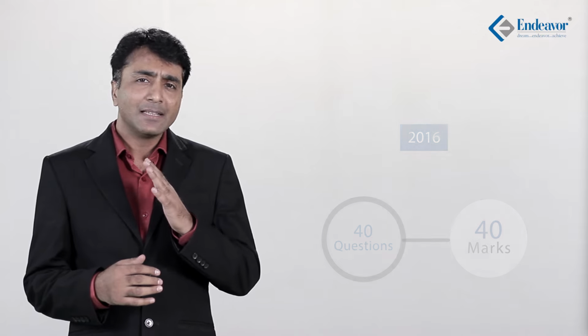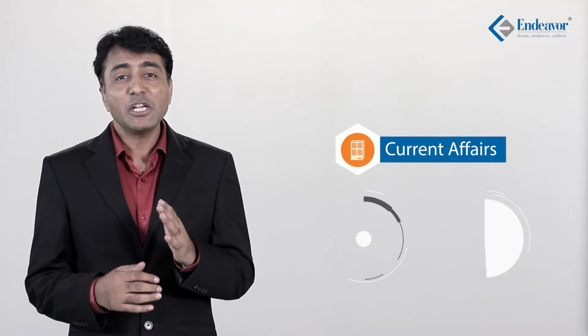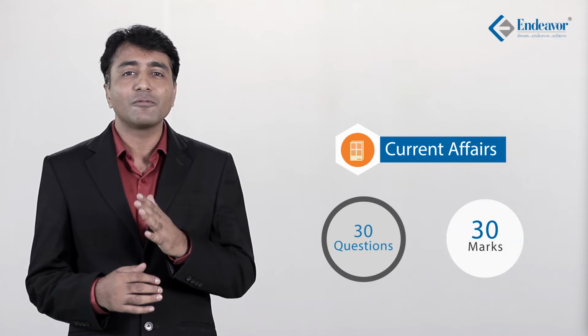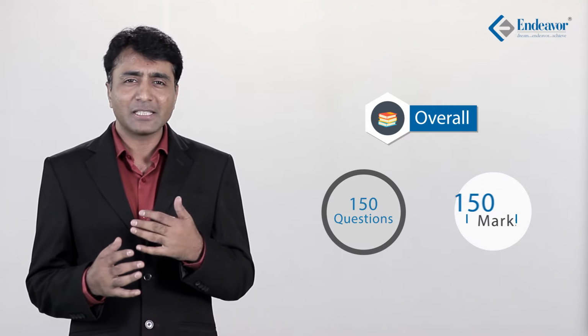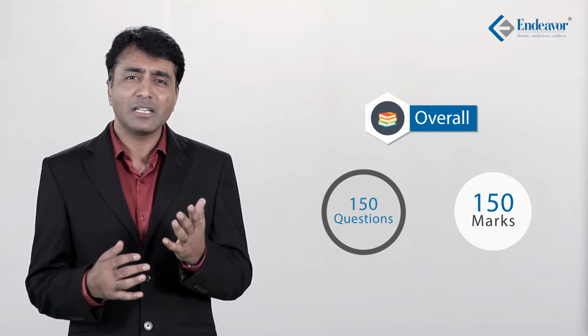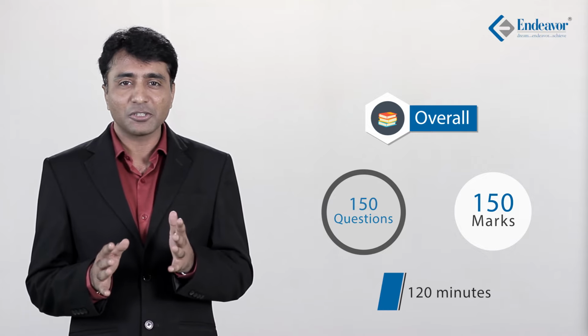so that is a total of 40 marks. There is another minor change: GK, which is now known as current affairs, will be 30 questions 30 marks instead of 40 questions 40 marks as compared to last year. Overall, it will still remain 150 questions and 150 marks, as compared to last year when it was 180 marks and 150 questions. Total duration remains the same, that is 120 minutes. Let us start understanding each section in detail.